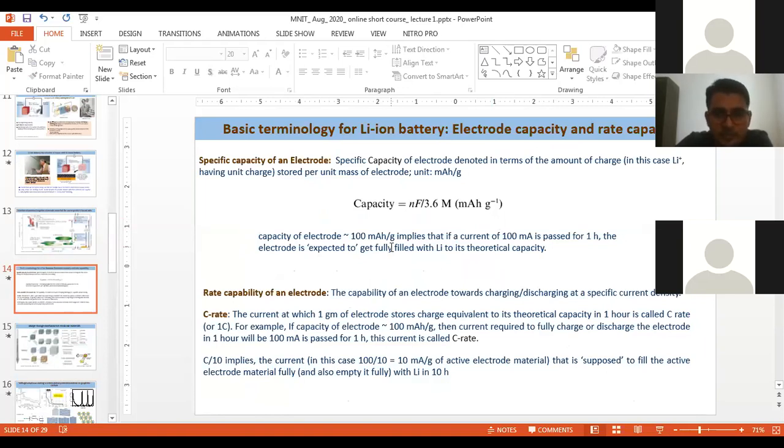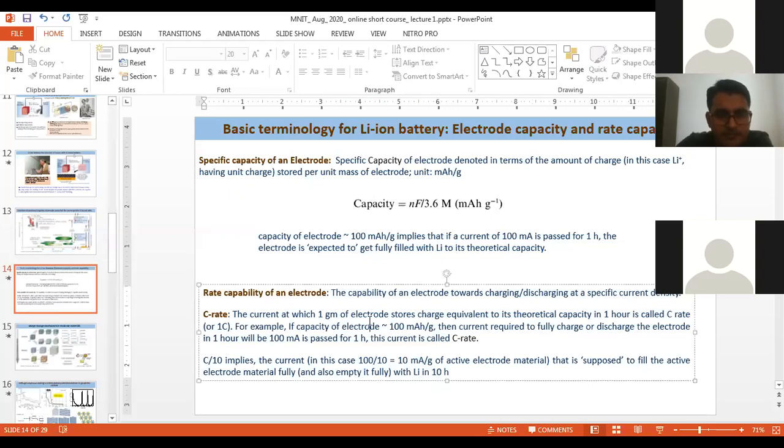Okay. So suppose I take an example of graphite, which has 372 milliampere hour per gram capacity. So what you do, you take 1 gram of graphite, you apply 372 milliampere current for 1 hour. It will definitely give you 372 milliampere hour per gram capacity. So in that way we calculate the specific capacity, and there is a formula where you can put the weight of the material and the number of electrons participating in the redox reaction. So you can also calculate the capacity of your material.